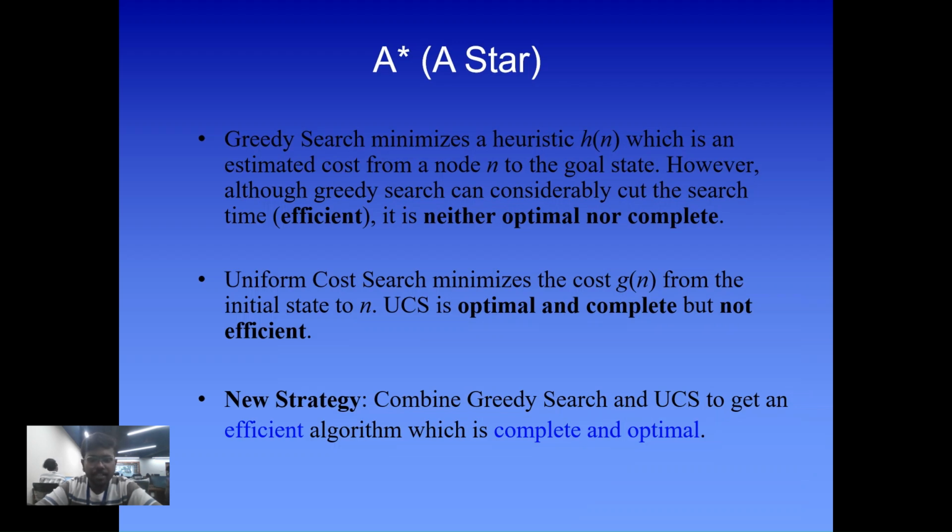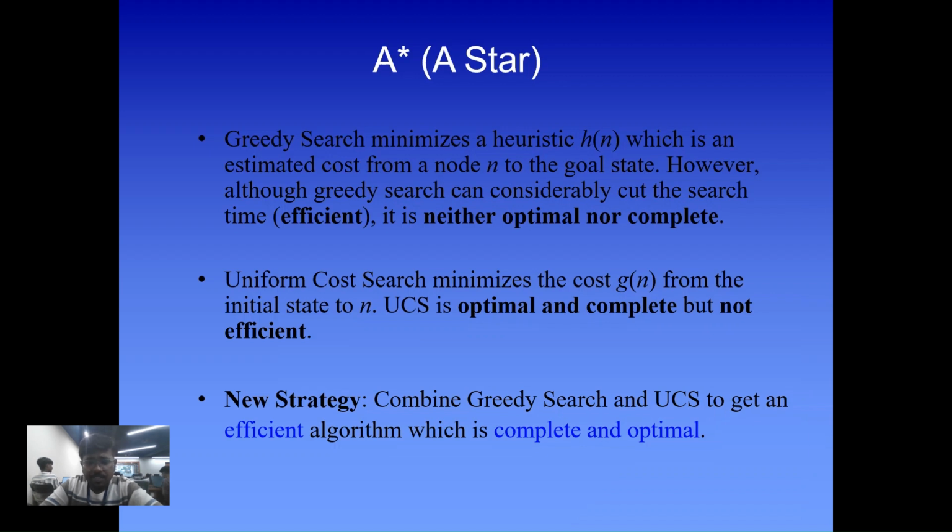Today we will be talking about the A-star search algorithm. A-star is a greedy search algorithm which minimizes the heuristic h of n function, which is an estimated cost from a node n to the goal state. However, although greedy search can considerably cut the search time efficiently, it is neither optimal nor complete.